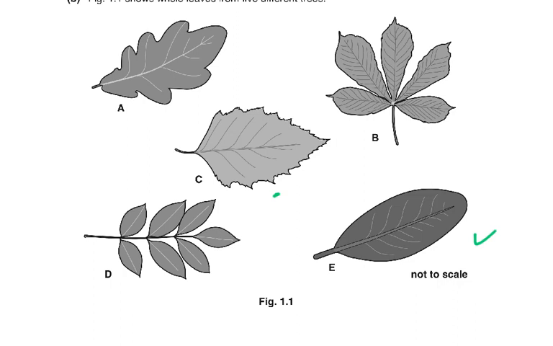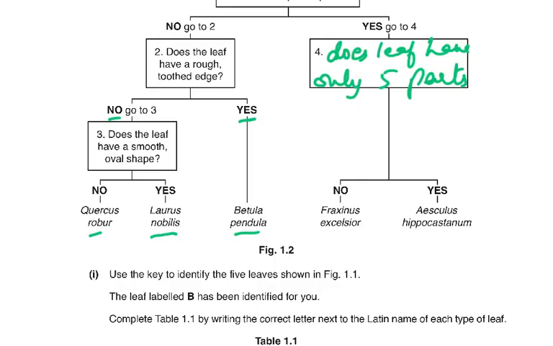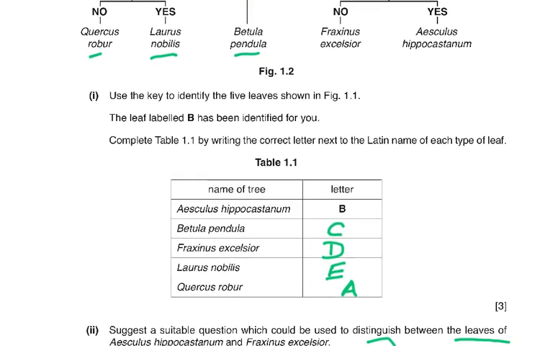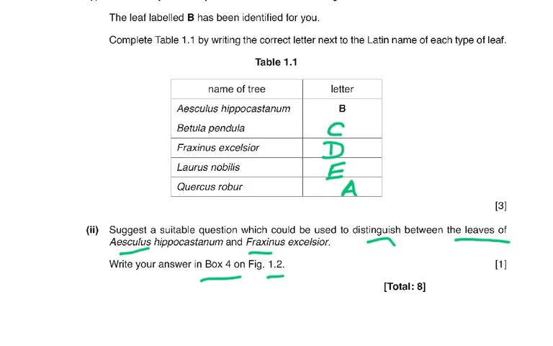Or you could have said, does the leaf have more than one vein? Or, does the leaf have branched veins? Or, does the leaf have more than one vein in each part? Or, does the leaf have pointy ends? You see, this has got a pointy end, this has a pointy end, but these have smooth edges. So any one of those in the box would have got you your 1 mark, and that's a 1 mark part. So this is a total 8 marks question.